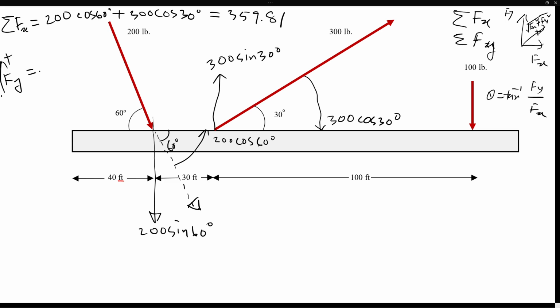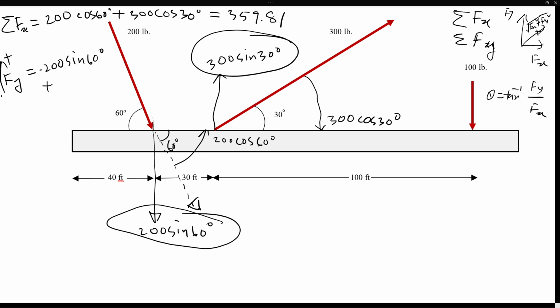Summation of y, we'll assume the upward direction positive. So this would be negative 200 sine 60 degrees. Then this would be positive 300 sine 30 degrees. And then this 100 would be negative 100 pounds, simply going downwards. So Fy in total, I calculated, is negative 123.21.